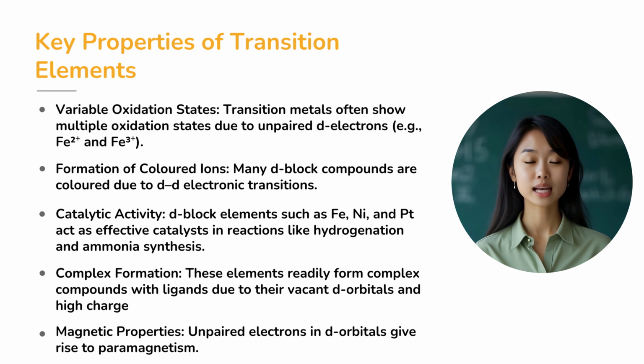Then there's their unmatched catalytic ability. Think of iron in the Haber process or vanadium pentoxide, written as V2O5, in the contact process for making sulfuric acid. These metals also form complex ions, structures where ligands like ammonia or water surround a central metal ion, thanks to available vacant d orbitals. And yes, they often show magnetic properties too, a direct result of unpaired d electrons. These traits make d block elements vital in both fundamental and industrial chemistry.